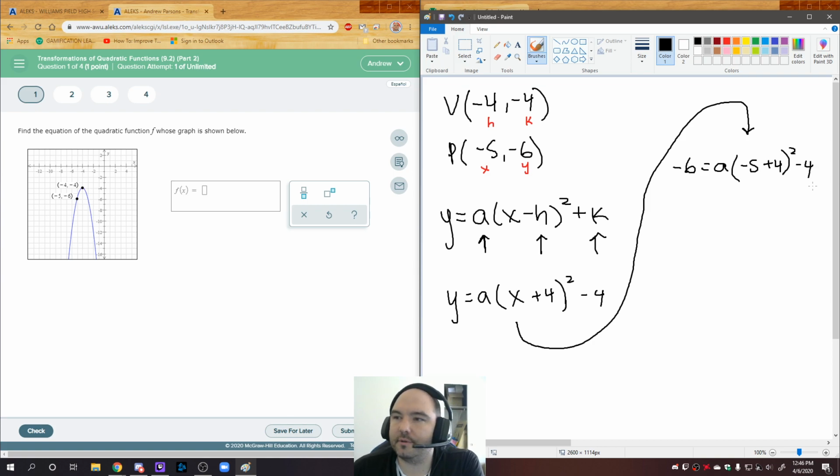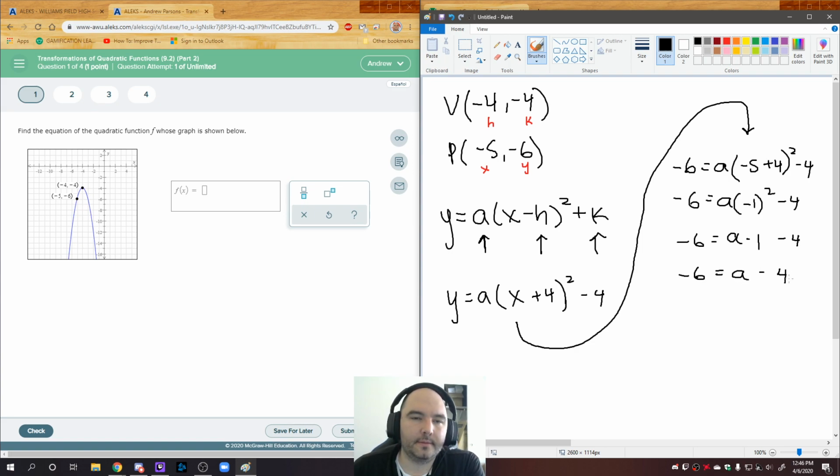and the rest of the formula was the way it was. So basically I just took the y out and the x out and I turned them into their numbers that were from the second point. Now I'm going to simplify some stuff. So -5 plus 4 in this parenthesis becomes -1. -1 squared is 1. A times 1 is A.